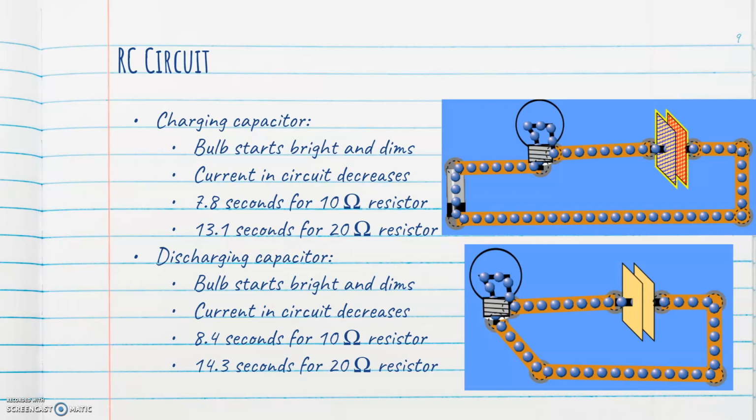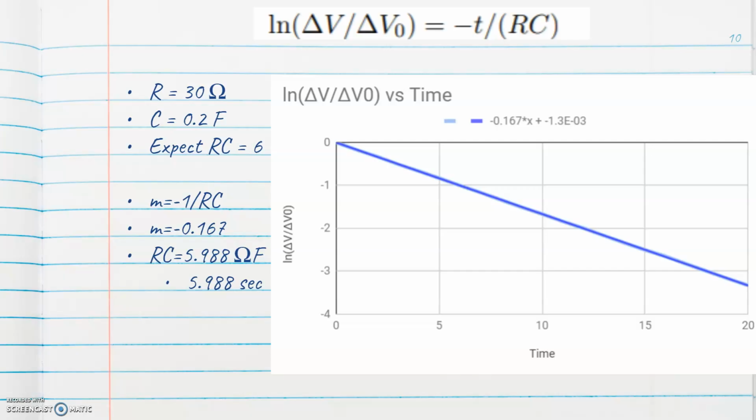Then discharging the capacitor, just the same as charging, the bulb started out bright and dimmed as the current decreased. It took 8.4 seconds to discharge the capacitor with a 10 ohm resistor and 14.3 seconds for the 20 ohm. These values are relatively good because it should take the exact same amount of time to charge and discharge the capacitor with the same resistance in the light bulb, and it was about the same, only a little bit different. This graph again shows the time and the drops in potential difference.